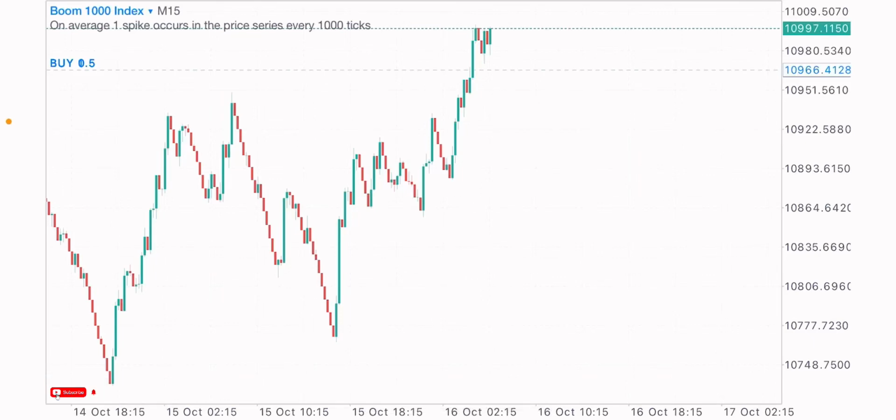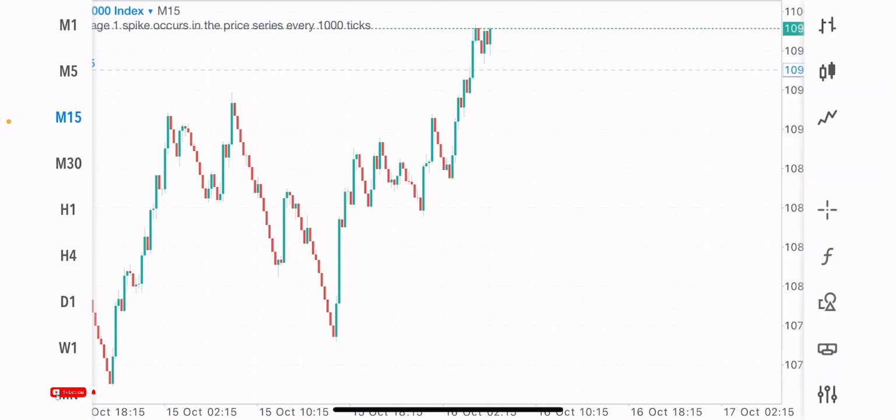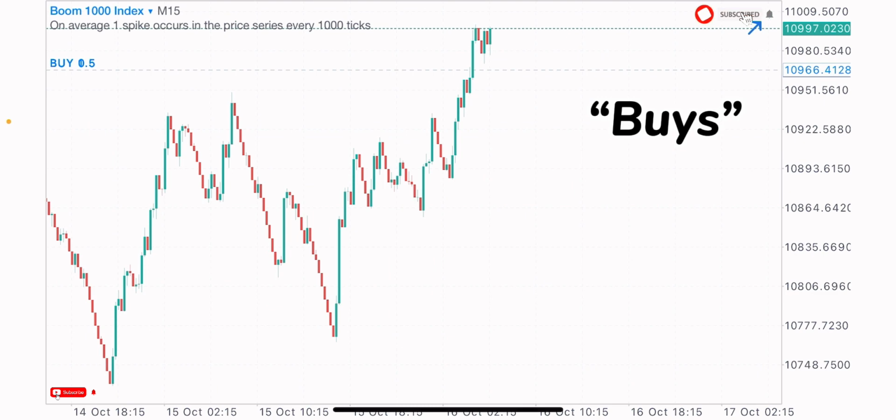I took a buy trade of 1000 index using a simple market approach. So I'm sharing with you guys how I was able to buy this index, how I was able to predict the sales at this point.